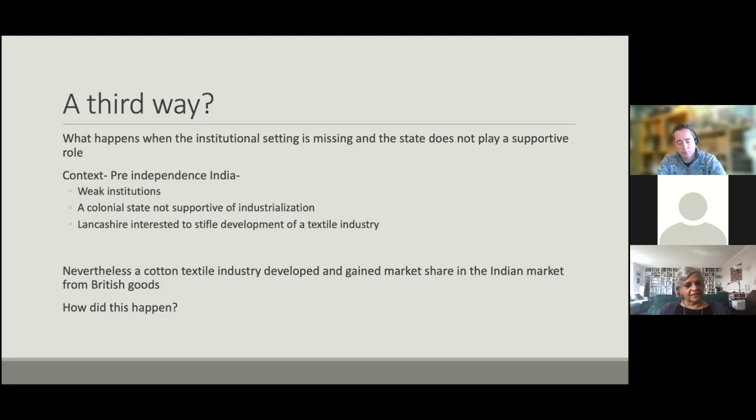But despite this, there was a modern cotton textile industry that developed and competed against British goods in the Indian market and began to gain market share. By the 1930s, the Indian producers had a sizable market share. So the question I'm going to raise today is, how did this happen?